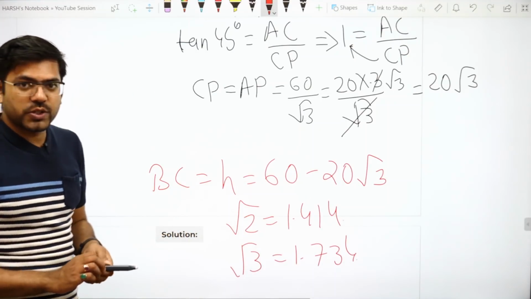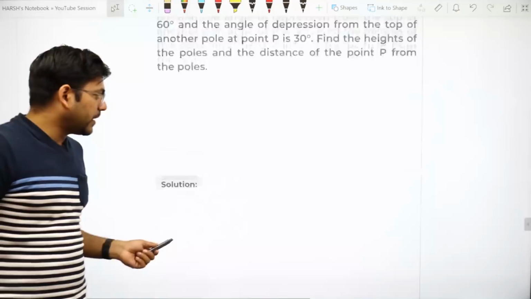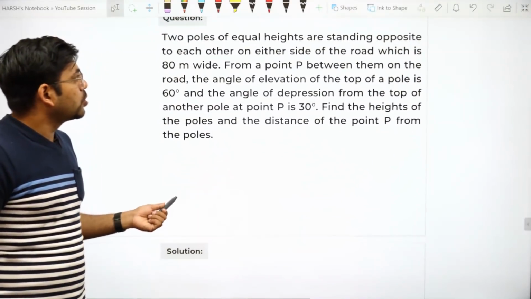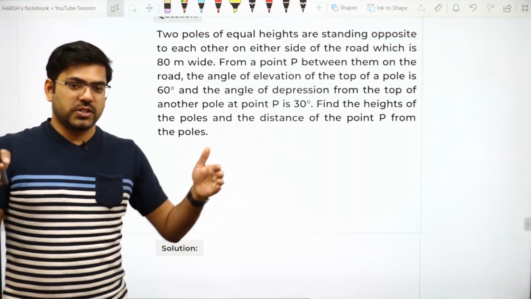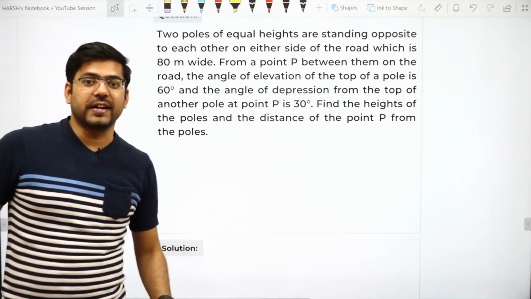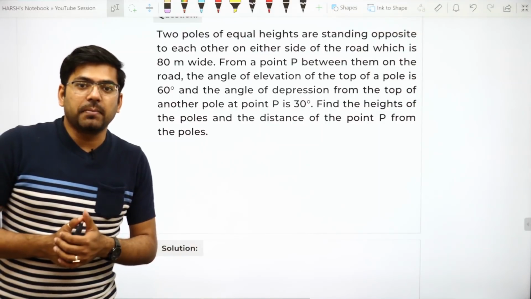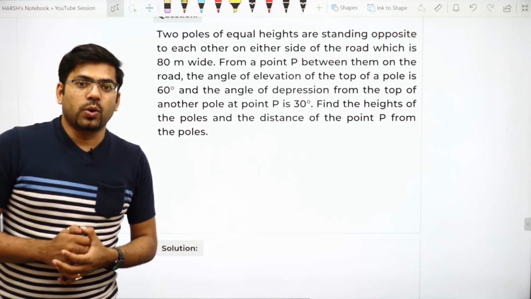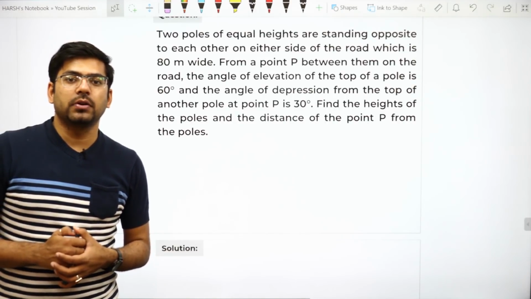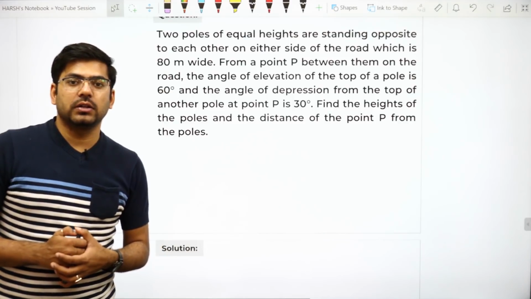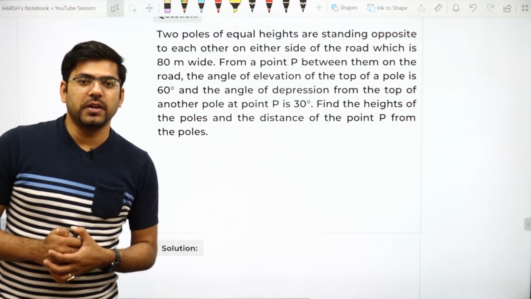So I guess you would have understood how to solve this question. If you have understood this question, let's move on to the next question. And the next question goes like this. Two poles of equal heights are standing opposite to each other on either side of the road, which is 80 meter wide. From a point P between them on the road, the angle of elevation of the top of one pole is 60 degree and the angle of depression from the top of another pole is 30 degree. Find the height of the poles and the distance of the point P from the poles.